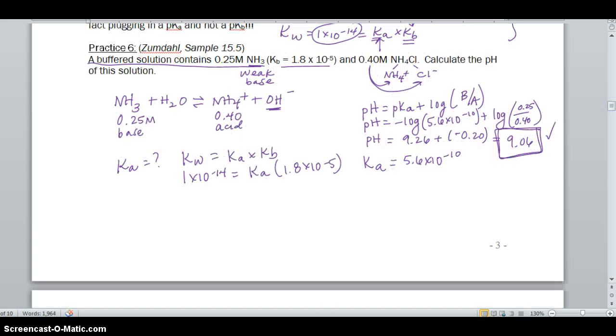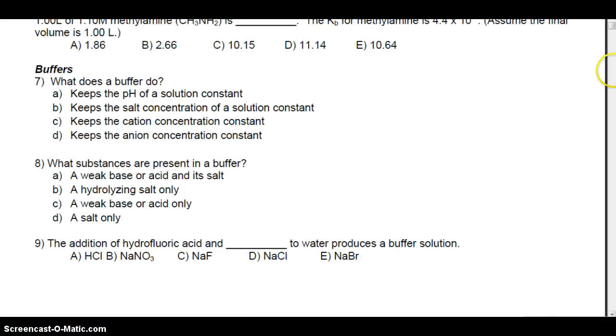What I wanted to do with the remaining time, I found this nice problem set online, and it's a nice mixture of problems, calculations, as well as concept questions. So I thought what we could do is go through these together. We can read the question, you can even pause the screencast, come up with your own answer, and then turn the screencast back on to hear the discussion.